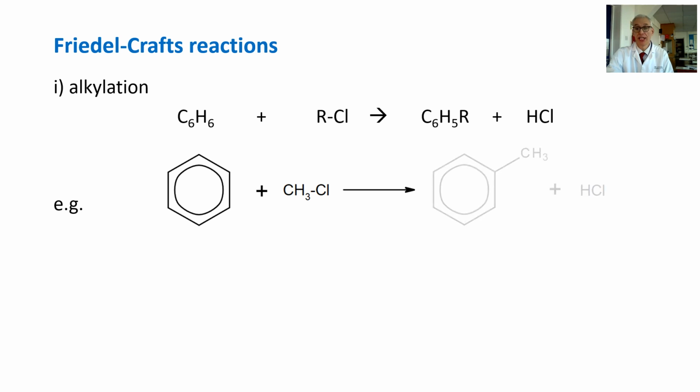Okay, so revealing, here is the product, methylbenzene, and here is the other product, hydrogen chloride. So it's always following the same pattern. We've taken a hydrogen from the benzene ring here, and that ends up in hydrogen chloride, and the methyl group in this instance is substituted into the benzene ring to make methylbenzene.